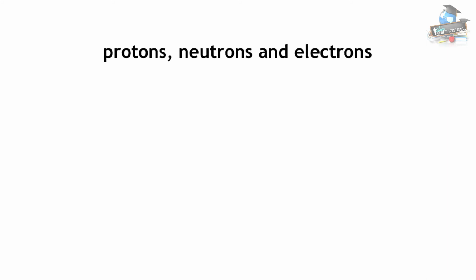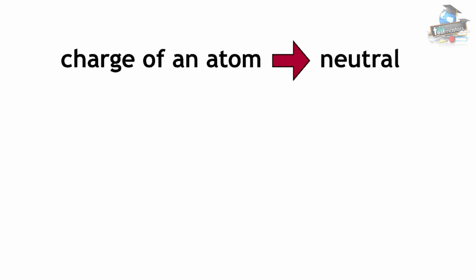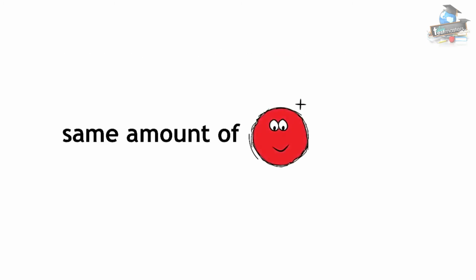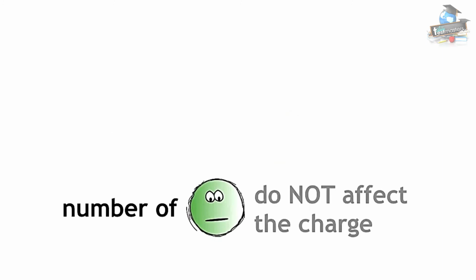Protons, neutrons and electrons also have a charge associated with them. Protons are positive, neutrons are neutral, and electrons are negative. The charge of an atom is always neutral. This means there must be the same amount of protons as there are electrons in an atom. The number of neutrons can vary, and they do not affect the charge of the entire atom.